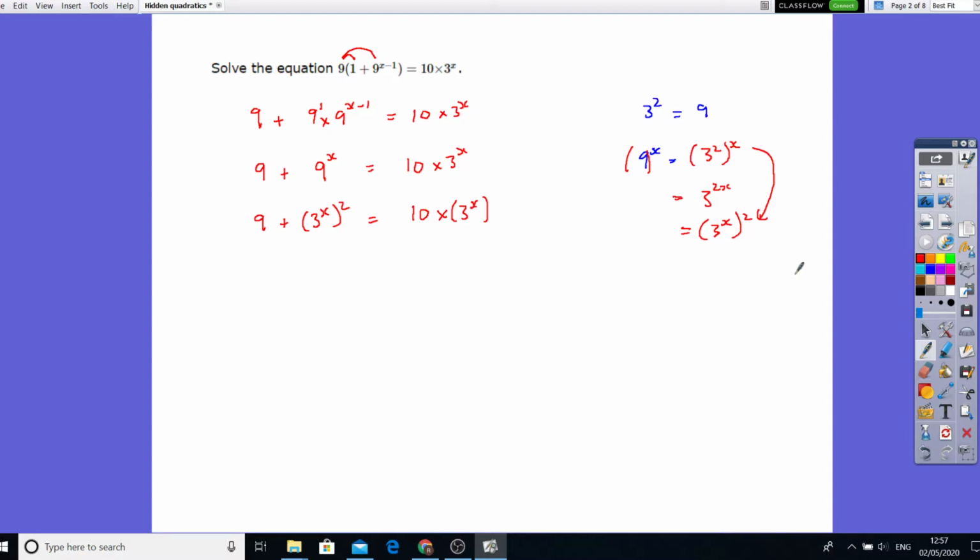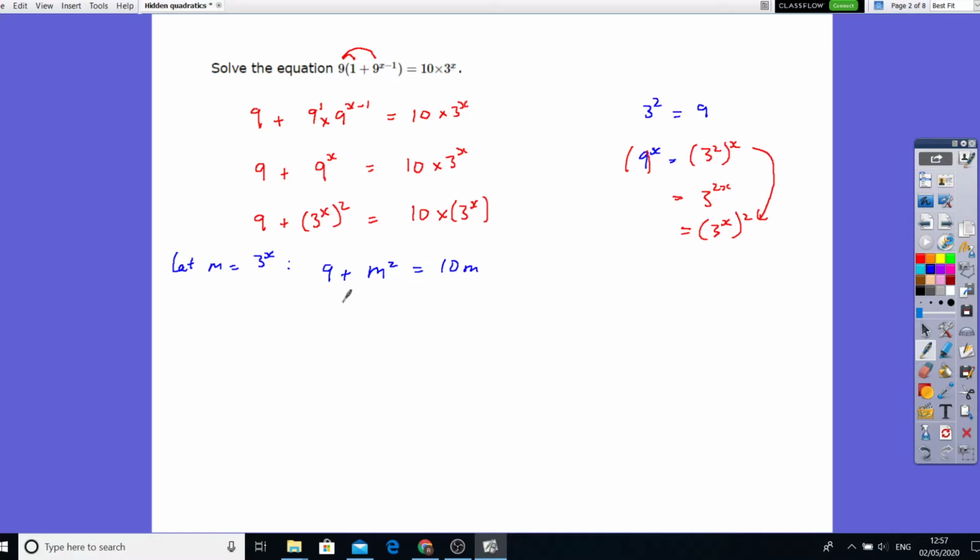Now the reason why I've done that is now I'm going to say again, let m equal 3 to the power x. Okay, so now I should be spotting my quadratic equation. So if I do that, that stays as 9 plus this gets replaced by m, so that becomes m squared. And this is equal to 10 times m, which becomes 10m. Now there we go. We've got the quadratic equation.